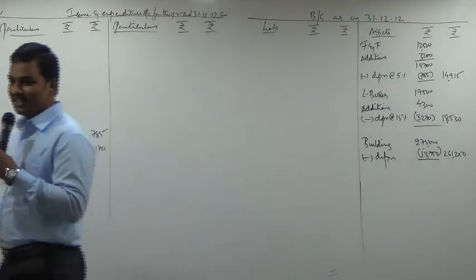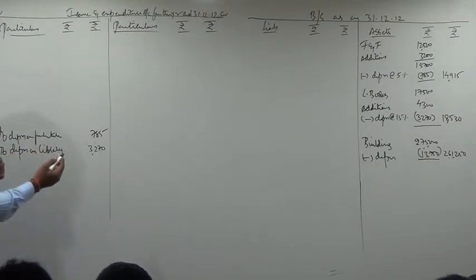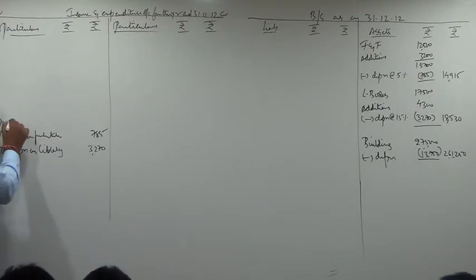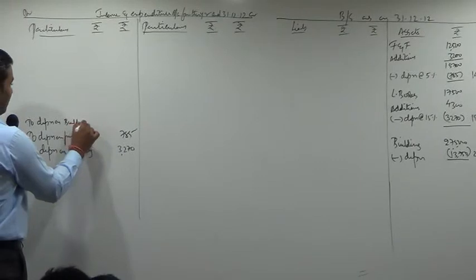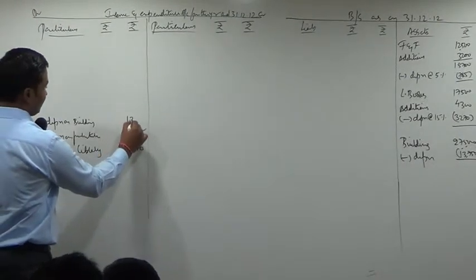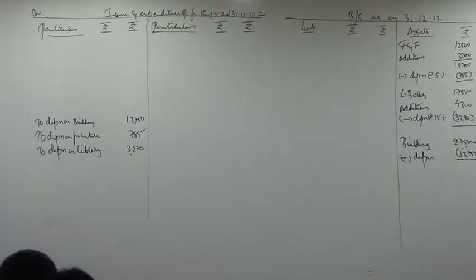Please prepare the balance sheet in an order. Show all fixed assets at the top, then show current assets at the bottom. There is no specific format prescribed. So as such, you should not lose any marks if you don't prepare it in the format. But it's always better we prepare it in our format.